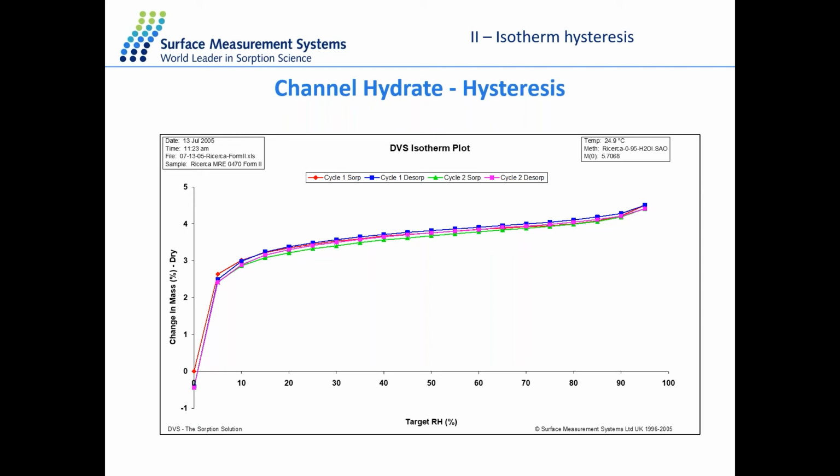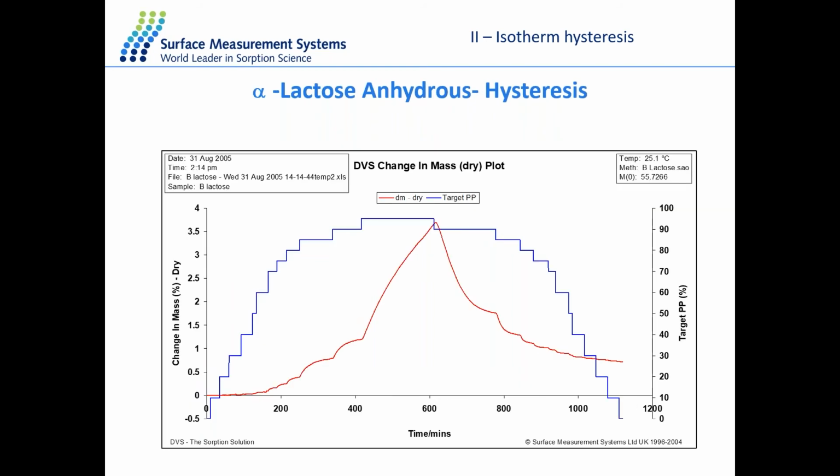So this is the idea of what different types of interaction you can have and what type of study you can do with the hydrate formation. This is just from a pure DVS perspective. I'm going to show you a last example of a hydrate formation that is a little bit more common. In this case, it is lactose.